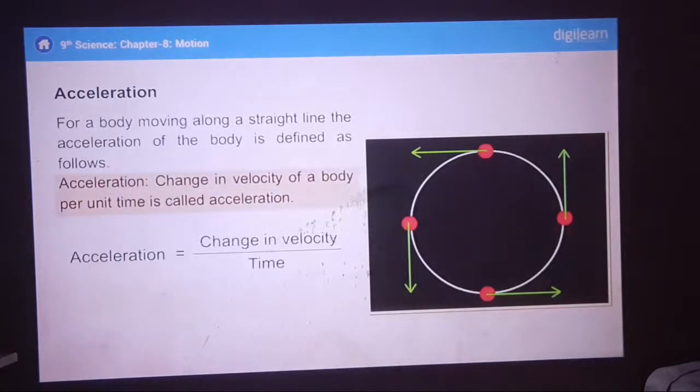For a body moving along a straight line, the acceleration of the body is defined as follows. Acceleration equals change in velocity divided by time.